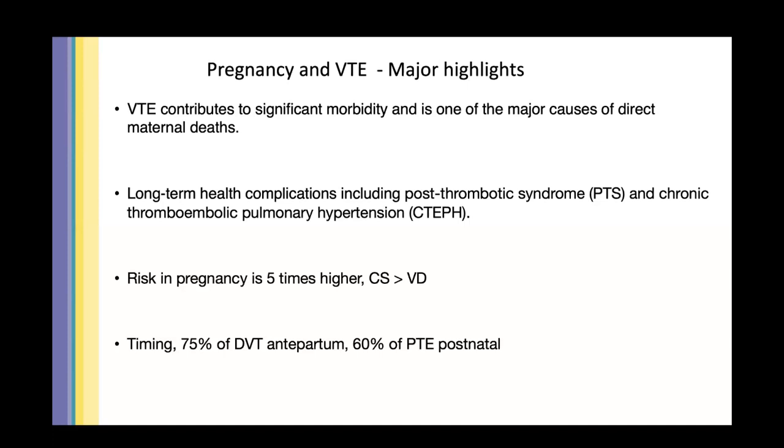Then we know that if you do not treat DVT or pulmonary embolism, it could result in further complications for life that reduce quality of life, including post-thrombotic syndrome and chronic thromboembolic pulmonary hypertension, which will significantly reduce the quality of life of the woman who has this problem. We also know, in summary, that pregnancy increases the risk of developing VTE by about 4 to 6 times. And women who have cesarean section delivery are at greater risk of developing venous thromboembolism than those with vaginal delivery.